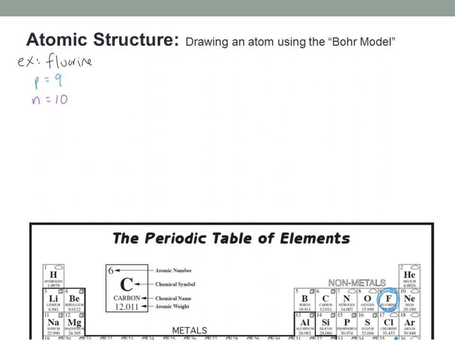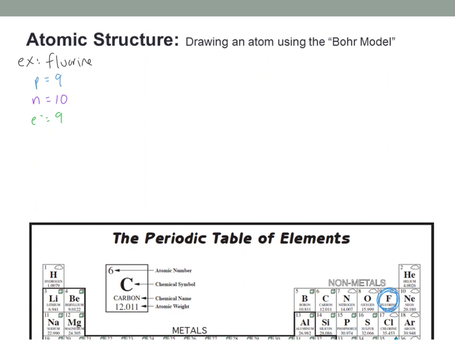And then since we're talking about neutral elements here, fluorine must have the same number of electrons as it has protons. If it's a neutral element, you have to have the same number of protons and electrons so that your positive charges and your negative charges balance out and you're neutral. So whatever the number of protons that you have, that's the number of electrons you have in any given neutral element. So with this information now, I can start drawing the actual Bohr model here.